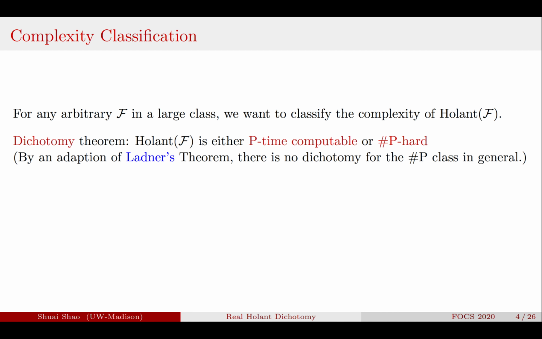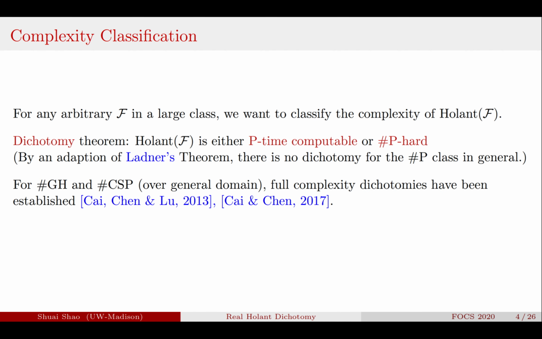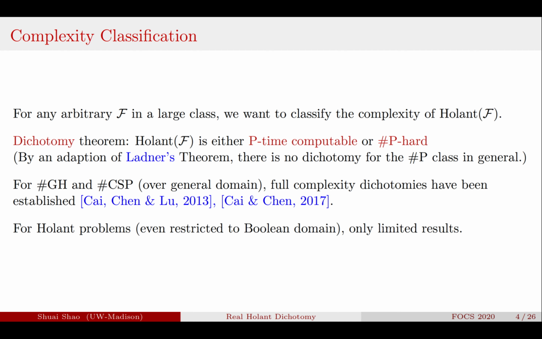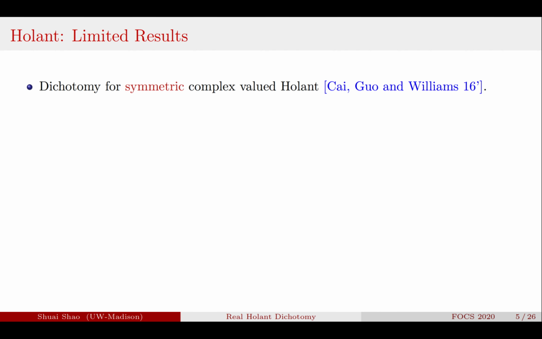By a straightforward adaptation of Ladner's theorem, we know that there is no dichotomy for the #P class in general. However, for some counting frameworks, including counting graph homomorphisms and counting CSP, defined over general domains, complexity dichotomies have been established. While for Holant problems, there are only limited results. Let's see some of these results.